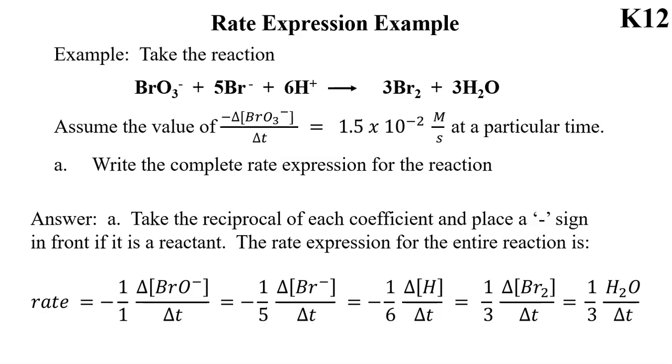So you simply take all of those coefficients. In front of BrO3, there's no coefficient. That means it's a 1. So it's negative 1 over 1 times the change in concentration of BrO3 over delta T. And then the 5Br, you flip that, it's negative 1/5 change in Br over change in time. And then the hydrogen, same thing, flip the 6, make it 1/6. Those are all negatives because they're on the reactant side. Now you go across the arrow to the product side and you have positive 1/3 times the change in Br2. And then you have positive 1/3 times the change in concentration of H2O on the right hand side. And this is just showing each of those as I just stated them.